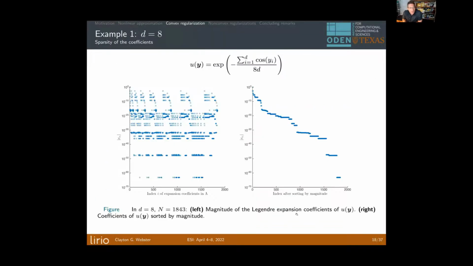Okay, so here's a simple function in 8 dimensions where we'll show the magnitude of all the coefficients, and then sort it so you can see the decay is quite fast. In other words, if I'm in D equals 8 dimensions, the cardinality of my index set is about 1800. And as I mentioned, this is just the coefficients.